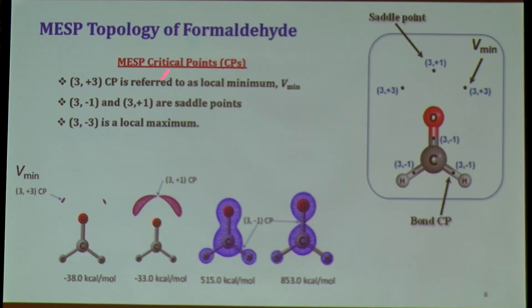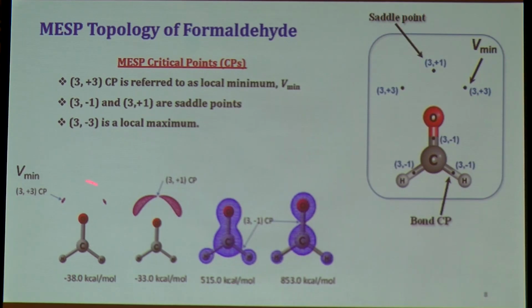And here, for an illustration, look at formaldehyde. For formaldehyde, the entire topography is shown over here. There are bond critical points for this structure. If you look at the electron density topography, you will get only these 3 critical points. But you can also derive critical points like the (3,+3) minima for the oxygen lone pairs, 2 lone pairs, and these 2 minima are connected by the (3,+1) saddle.